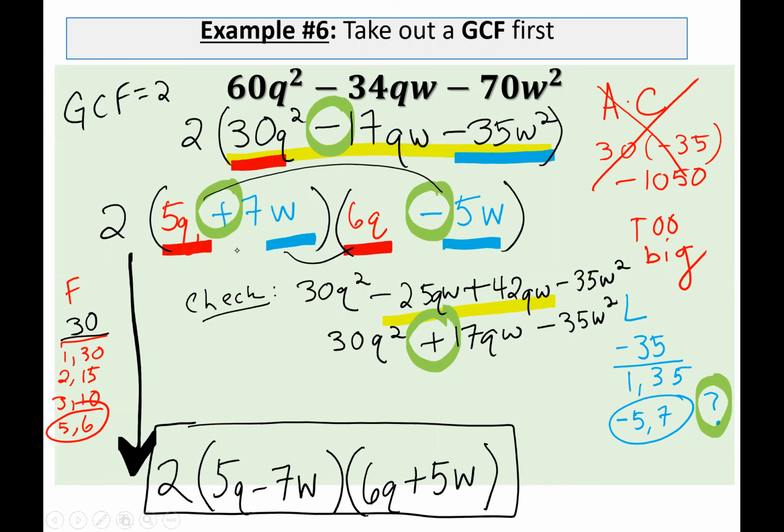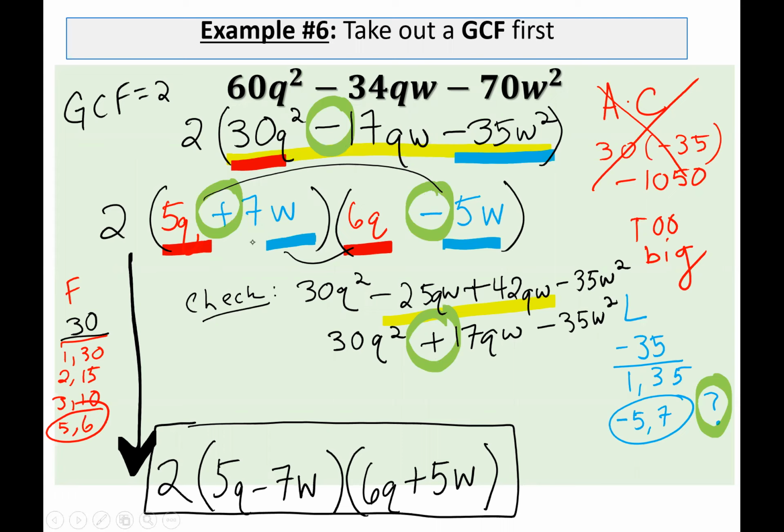In red here, those first two terms needed to multiply to 30Q squared, and we chose 5Q times 6Q. Then our last 2 terms needed to multiply to negative 35W squared. We tried positive 7 and minus 5. We checked it, we were close, but our sign was off for our middle term. So then we switched the signs, and that led us to our final answer.